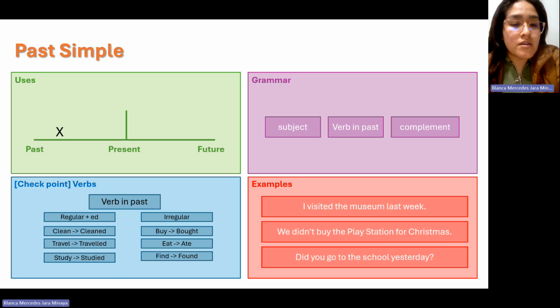On the other hand, irregular verbs are different, but these are a minimum number of verbs. For example, buy, bought, eat, ate, and find, found. Some examples: I visited the museum last week. We didn't buy the PlayStation for Christmas. And did you go to school yesterday?